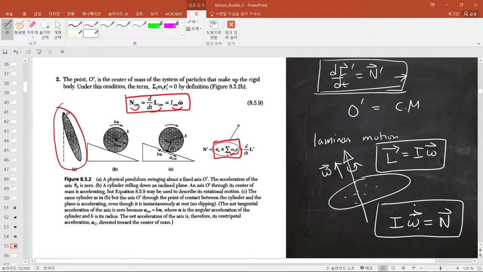Of course, the center of mass is just one example of this. And this one, rolling down an inclined plane, you can also use this equation. We'll come back to this example. You can consider this motion around the center of mass at the origin, or also take this as the axis of rotation.